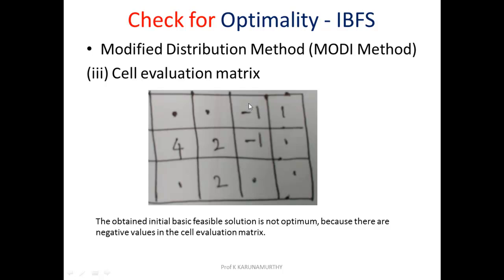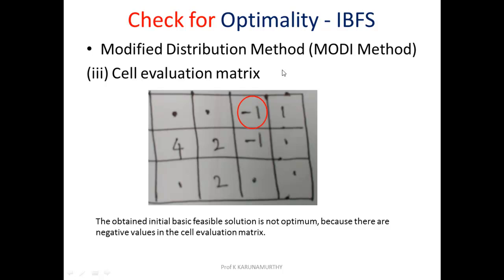Here we have minus 1 and minus 1 and there is a tie. We cannot say which is the most negative value, both are having the same value. Since there is a tie, we can break the tie arbitrarily. That means you can select either this cell or this cell. So I am arbitrarily breaking the tie and I am going to select this cell, let us say.